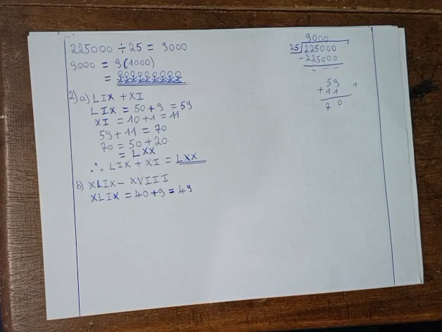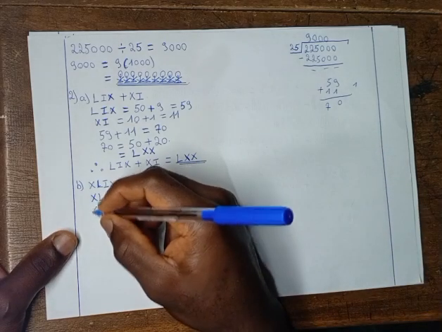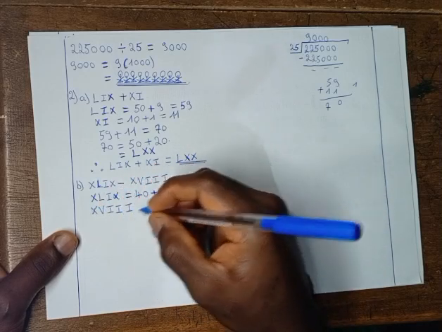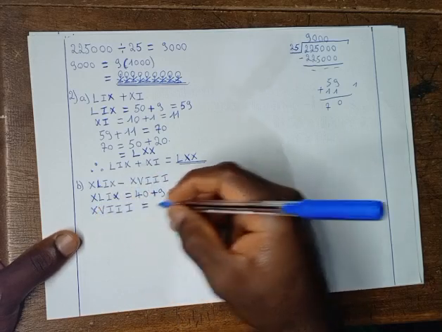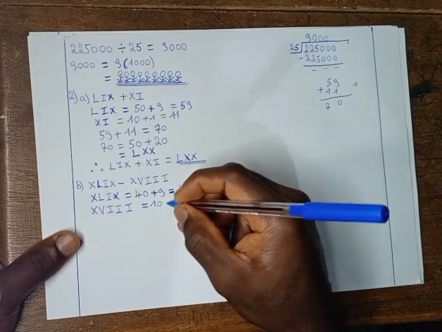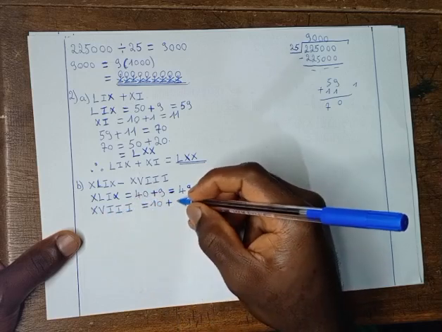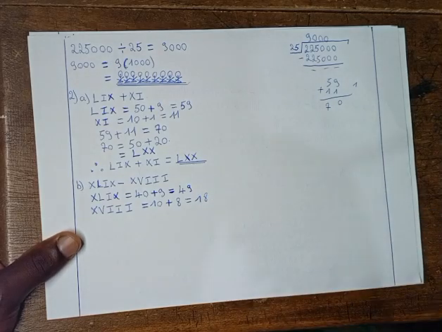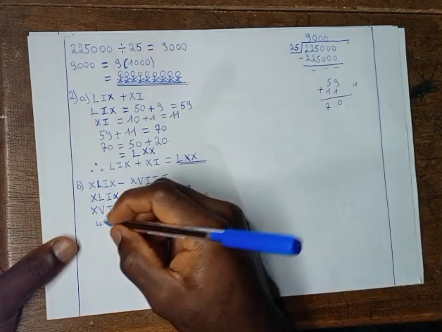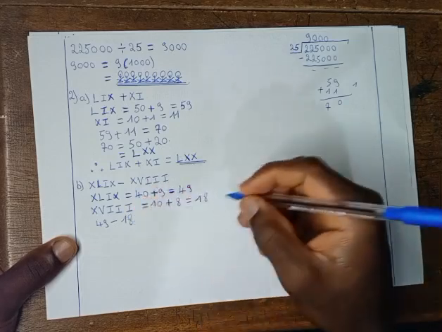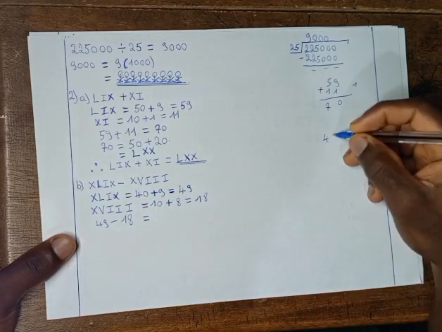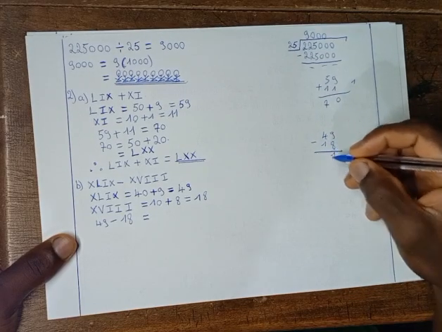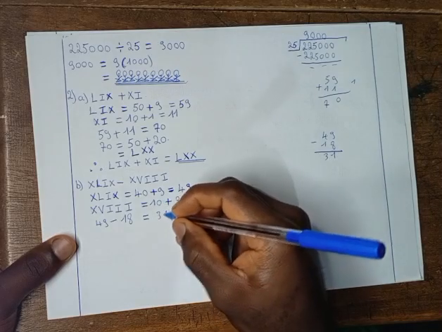Next, we need now to convert the number XVIII. Now this will simply give us X represents the number 10 plus V with 3 I's represents the number 8. So 10 plus 8 gives us the number 18. We have now 49 minus 18. Let's perform the subtraction. 9 minus 8 gives us 1. 4 minus 1 gives us 3. So it gives us 31.